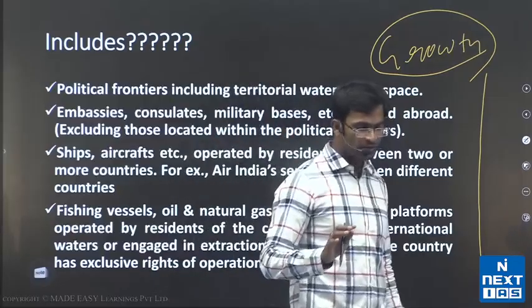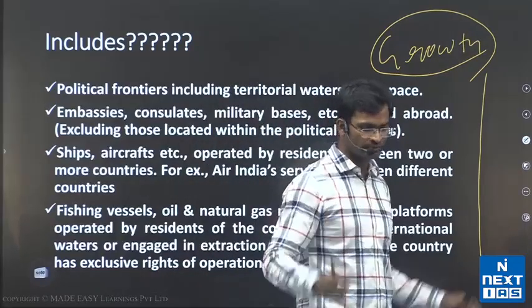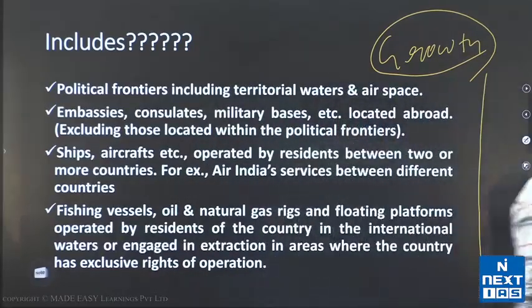Okay. Next point. GDP is easy to measure. Simply we have to take monetary value, that's it. GDP is easy to measure. Okay.